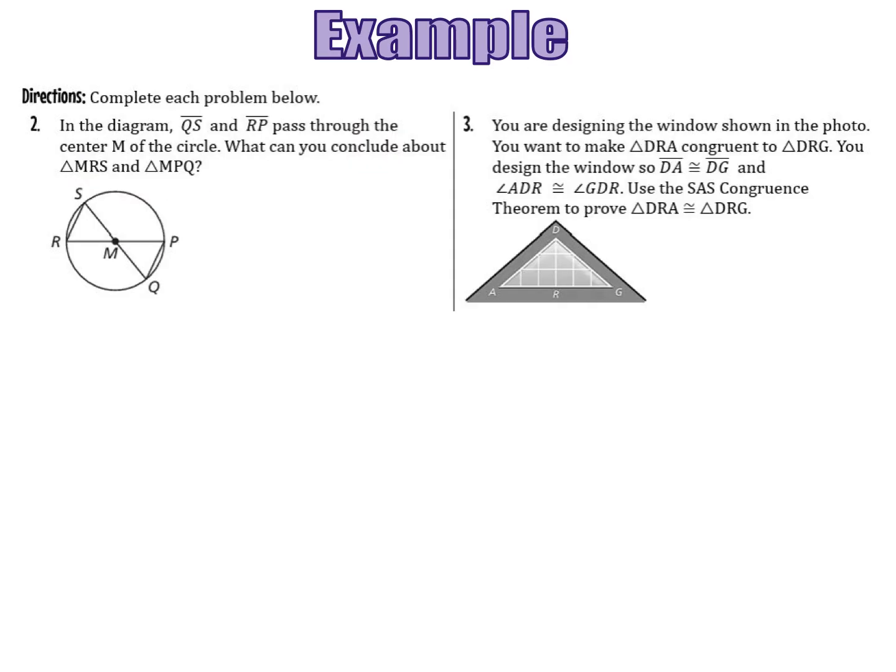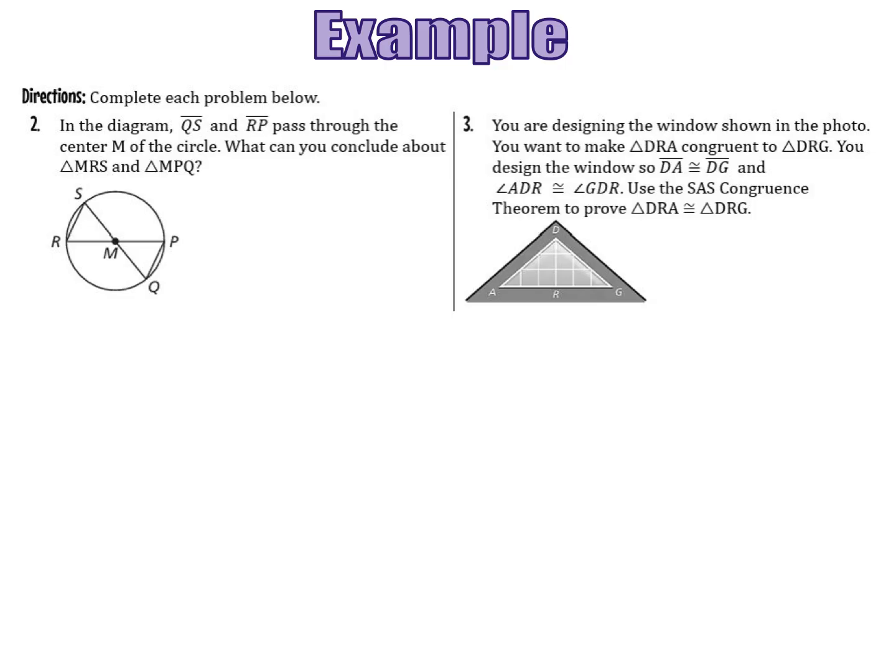All right, for number 2, it says, in the diagram, QS and RP pass through the center of the circle. I know we haven't done our circles unit yet, but any line that passes through the center of a circle and touches the ends of the circle is going to be a diameter. Every diameter of a circle has the exact same length, so that's going to be a helpful piece of information to know. What can we conclude about triangle MRS and triangle MPQ? So let's first identify what we know.